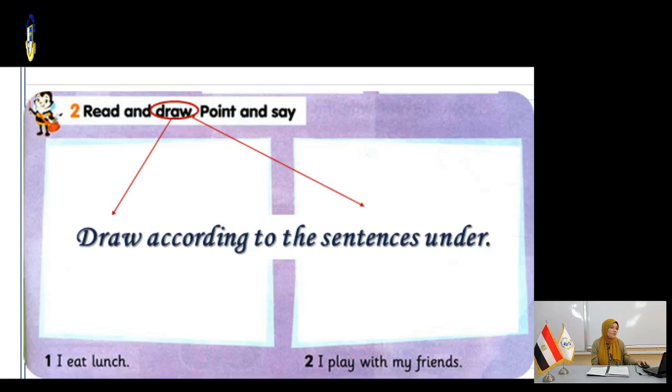Now, draw according to the sentences under each box. The first box, there is a sentence under it, I eat lunch. You are going to draw yourself eating your lunch in your school, in this first white box. In the second one, there is a sentence which says, I play with my friends. You are going to draw yourself playing with your friends in the playground.